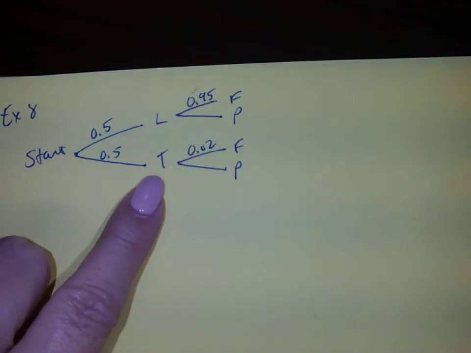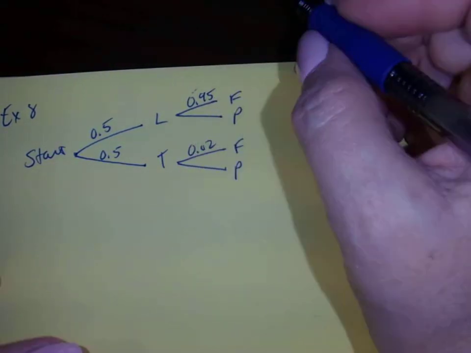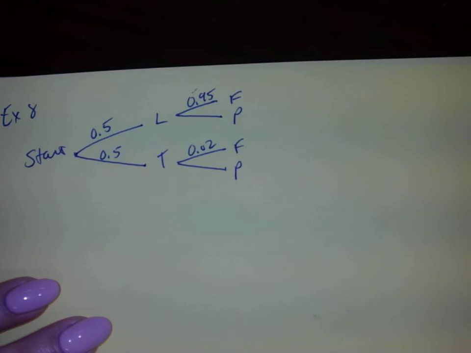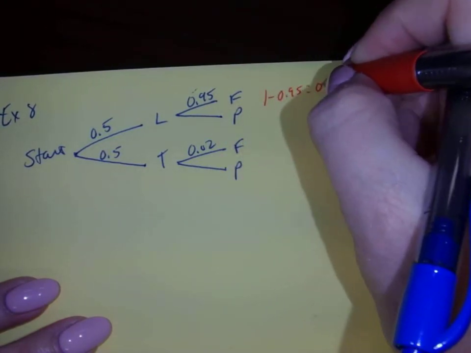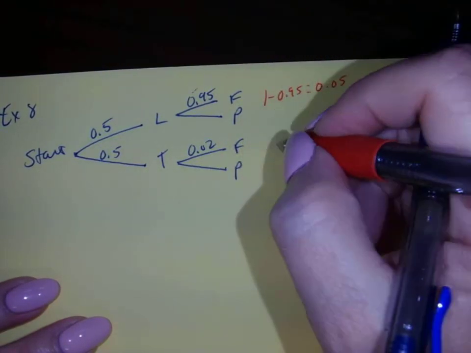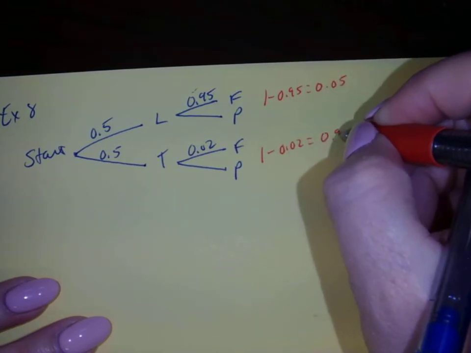And again, we have to change those to decimals. So if we have 95% here, then 1 minus 0.95 will get us 0.05, and 1 minus 0.02 will get us 0.98.